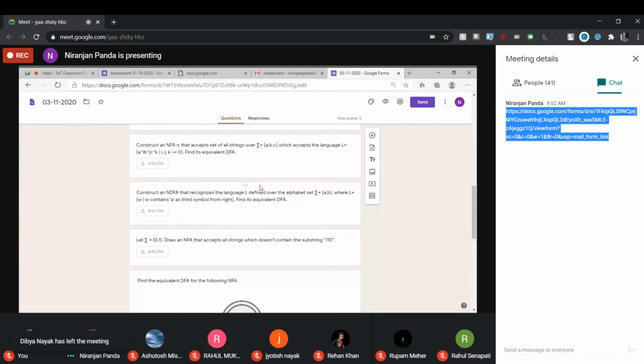The screen is visible to you. Question number 1: you have to construct an NFA with epsilon over sigma {a, b, c} and the language is a to the power i, b to the power j, c to the power k, where i, j, k are greater than or equal to 0. And you have to find its equivalent DFA.